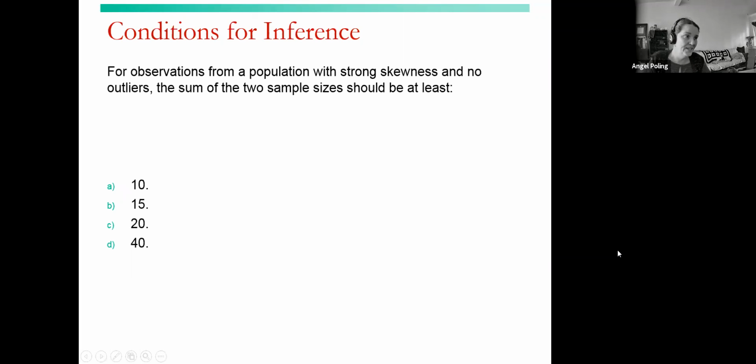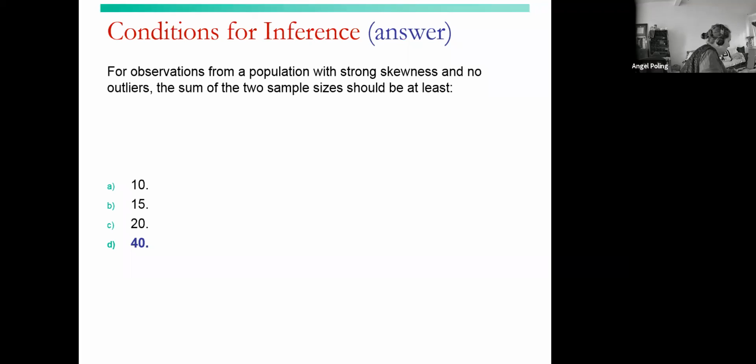So here's another one where, again, I'm going to lean on the definition from the last chapter. For observations from a population with strong skewedness and no outliers, the sum of the two sample sizes should be at least. There's strong skewedness, but no outliers. So we need a large N, right? And large N is defined to be 40 or greater, right? So again, it's the 40.